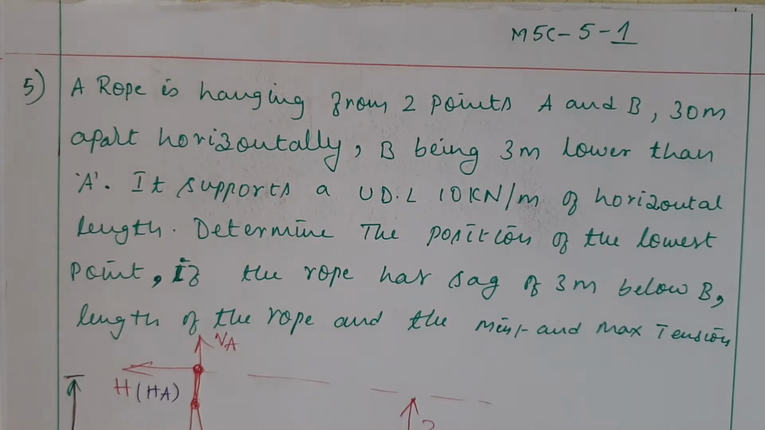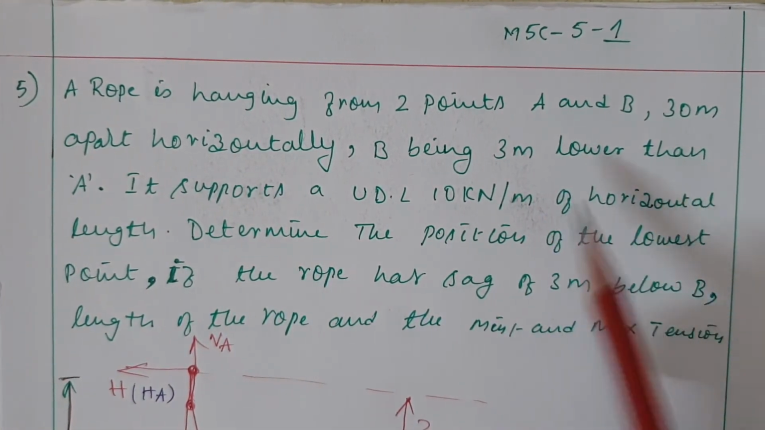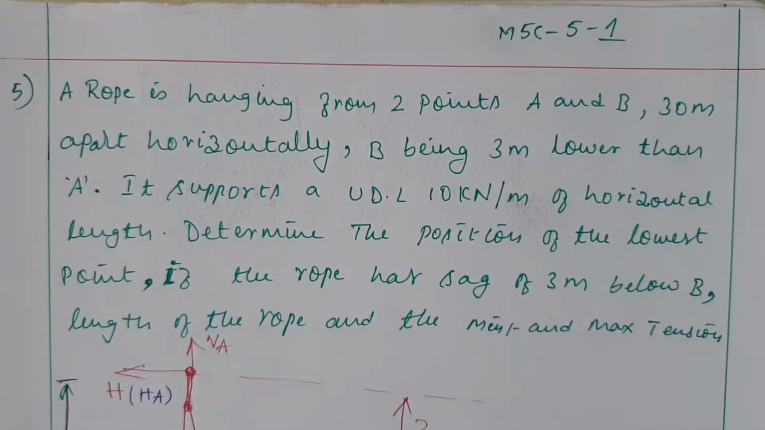A rope is hanging from 2 points A and B, 30 meters apart horizontally, B being 3 meters lower than A, please keep it in mind, lower than A. It supports a UDL of 10 kilonewton per meter of horizontal length.